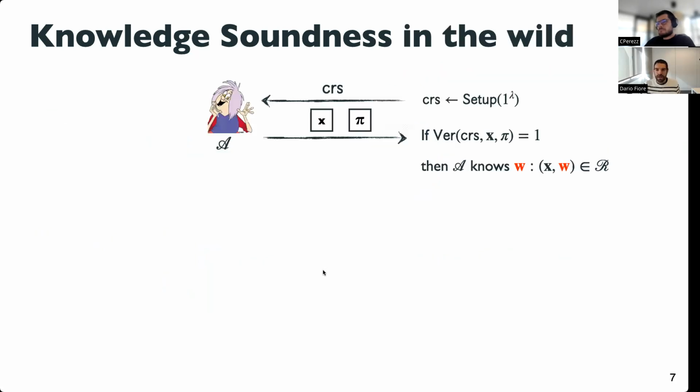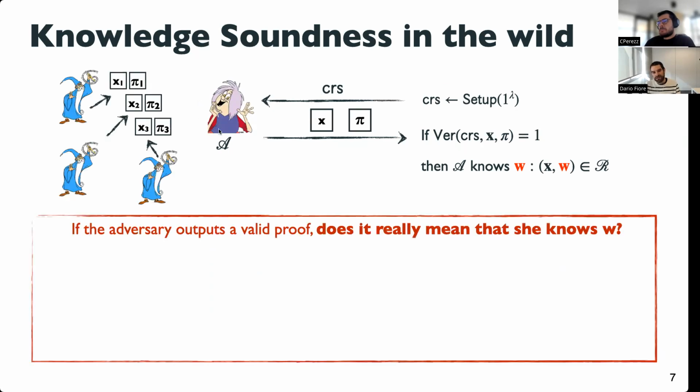Now, let's see what happens when you use an ISIC in the wild, right? So in real systems. What happens is that an adversary that normally in knowledge soundness is supposed to receive the CRS and produce a statement and a proof, in the real world may actually have seen several proofs generated by other people.